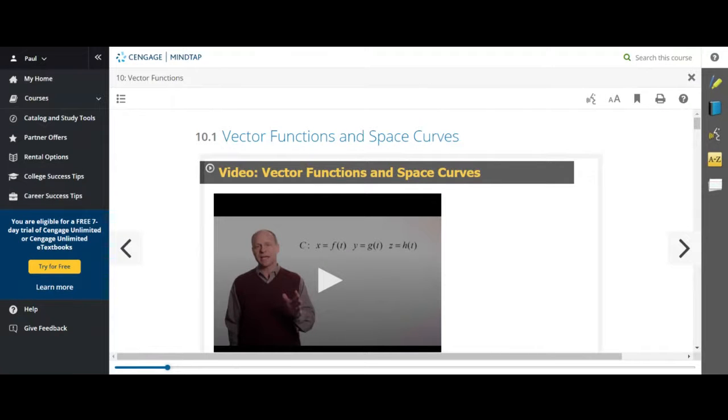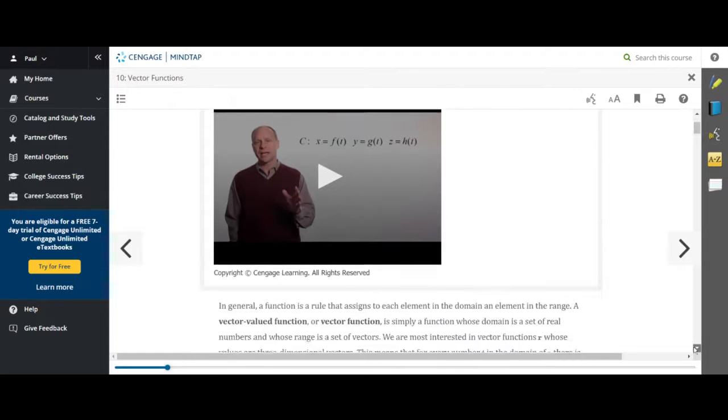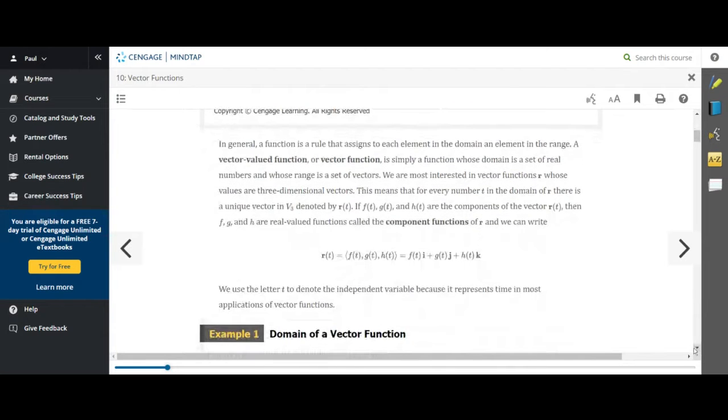Vector functions. We're going to talk about vector functions and space curves. So we have to be able to work in three-dimensional space. Planes fly in three-dimensional space. So, for instance, as engineers and scientists, we need to work in three-dimensional space. Section 10.1 orients you a little bit about how this works.